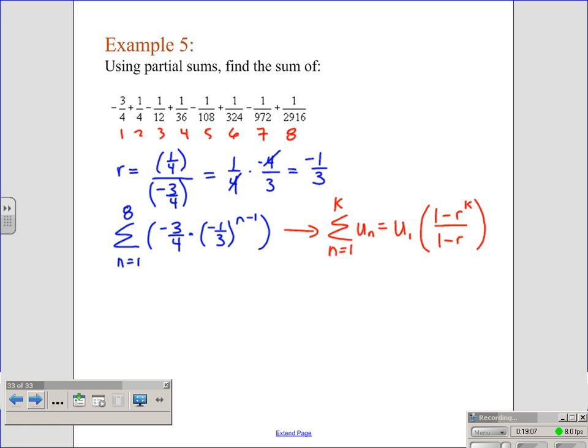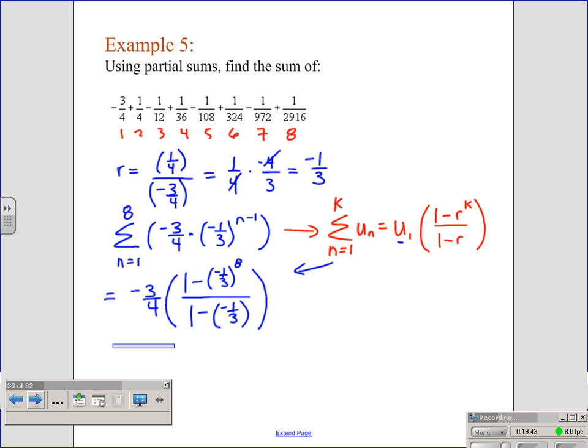Okay, so that means now that I can come back using this and say that this sum is going to be equal to -3/4, because that is my first term. And then I've got my 1 minus r. I know that my common ratio is -1/3. And that -1/3 is going to be raised to the 8th power, because that's what my k is, over 1 minus -1/3. Okay, so from here it's just a lot of simplifying that we have to do. So once we have that, I'm going to take this to the next page because we've got just a little bit of work to do.